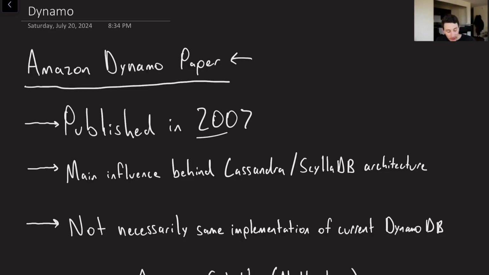So like I mentioned, big influence behind Cassandra and ScyllaDB. I believe ScyllaDB is just like a C++ implementation of Cassandra. And then in addition, to be clear, I am not sure, it's possible this is the case, but I am not sure if this is the same implementation of current DynamoDB. Not only has it obviously been like 17 years, but additionally they could have just changed this thing as much as they want because it's not open source and I would have no way of knowing. So please don't quote me on the fact that this is the DynamoDB implementation, because I've heard that it is not.